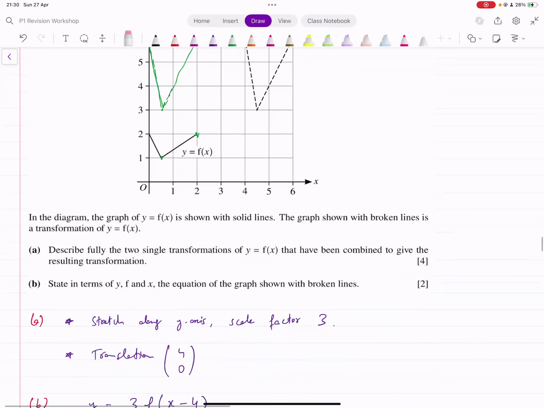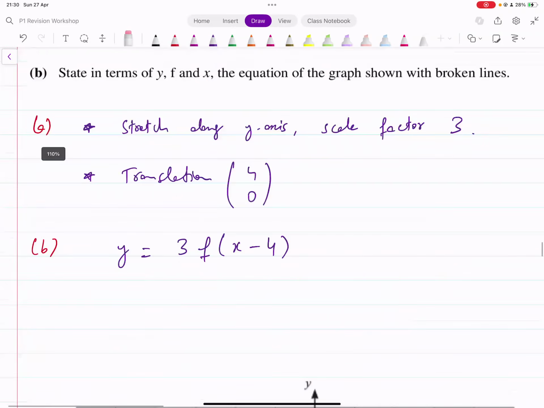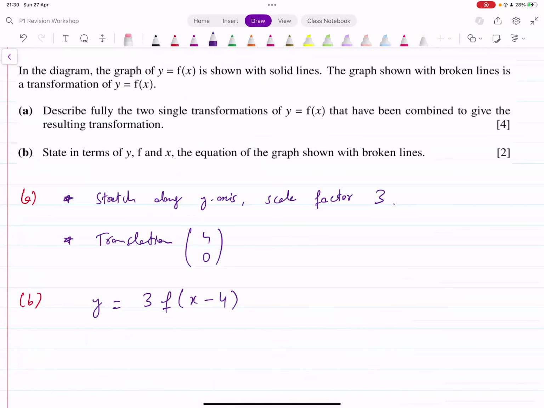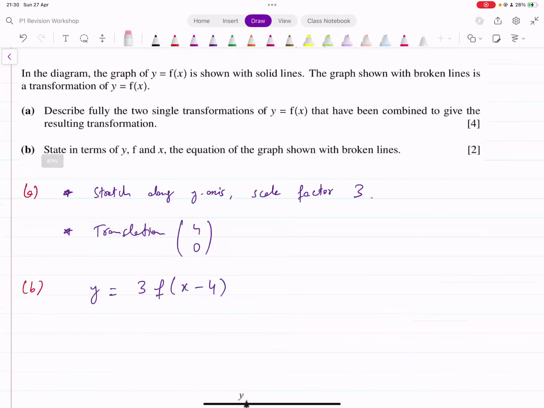Okay, and then you have to write down that function in terms of f of x. So that's what it becomes. 3, that's a vertical stretch, and then minus 4 inside because it's 4 units right. That means inside the function you do minus 4.